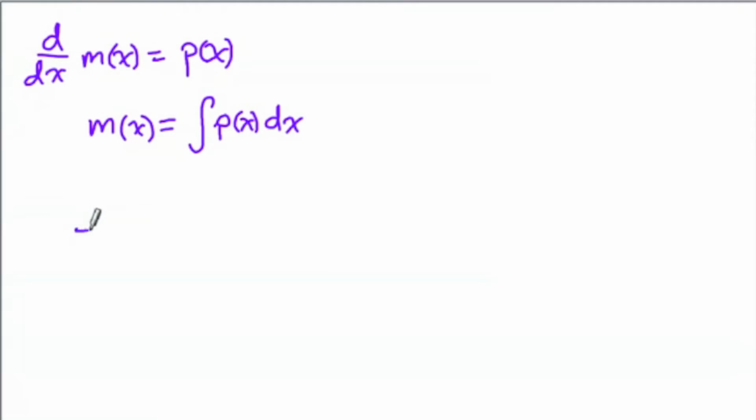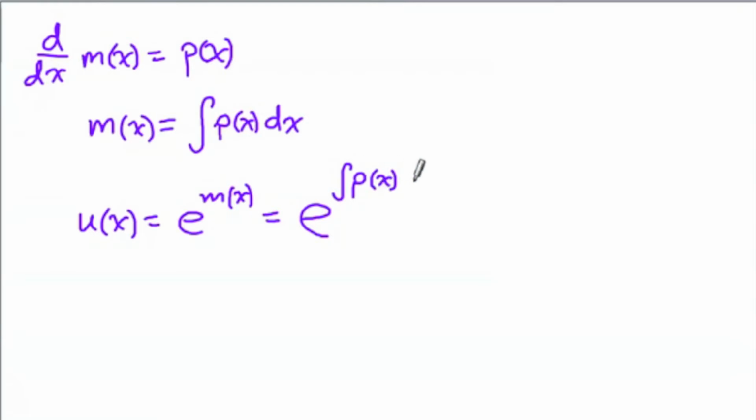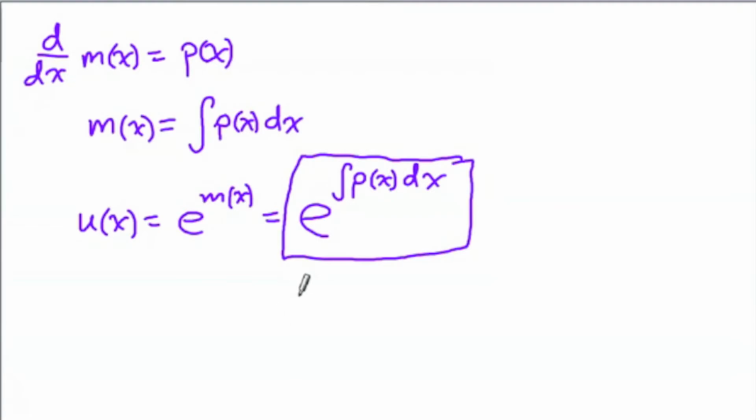Now remember, the integrating factor was u of x. Let me clean this up a little bit. It was u of x is equal to e to the m x. And here we have m x is equal to the integral of the p of x function dx. And that's where the book is getting this integrating factor of e to the integral of p x dx, because it works, because it creates a product rule. I just thought it was a neat explanation.